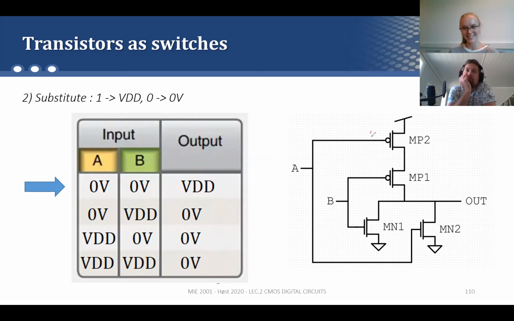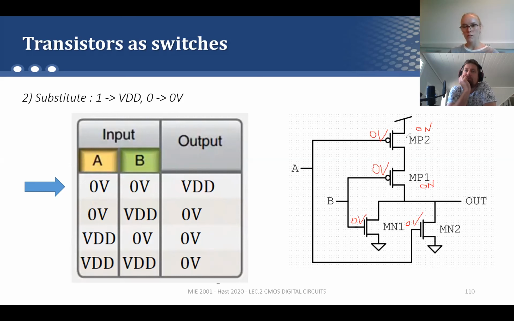So I write here 0 volt because A is 0 volt and B is 0 volt. Also here, the gate of the CMOS is 0 volt and here is 0 volt. Based on what we studied last time, if the PMOS MP1 has the gate voltage of 0 volt, then this means that the PMOS is on.